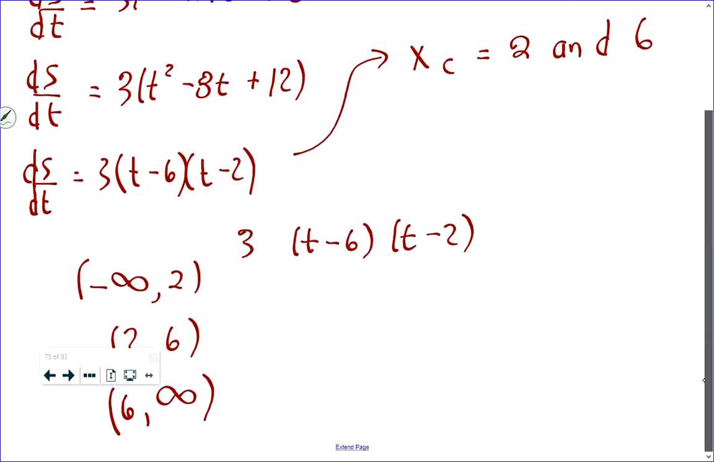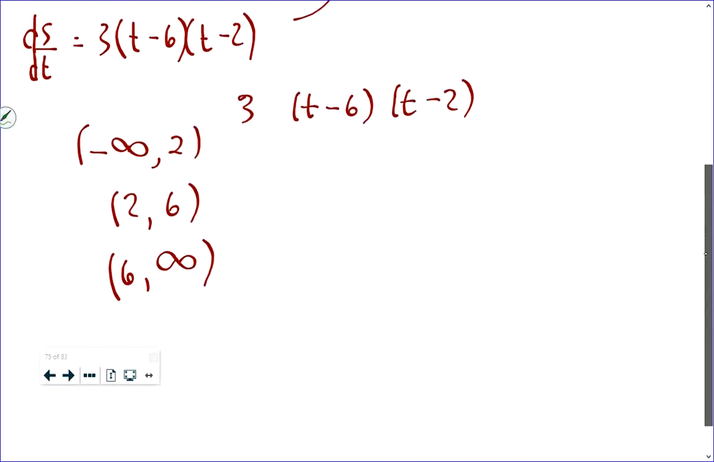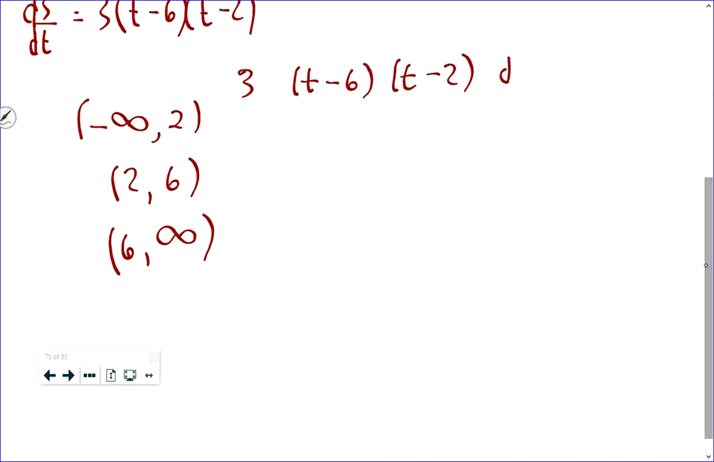All right, so those are our factors. I'm going to include as well a new column for ds dt, and a final column of s. So positive, positive, positive. If you don't want to include the 3 in this example, that's fine. If you want to group the 3 with the t minus 2, that's fine. The t minus 6, by the way, the order of the top factors doesn't matter, will be negative, negative, then positive.